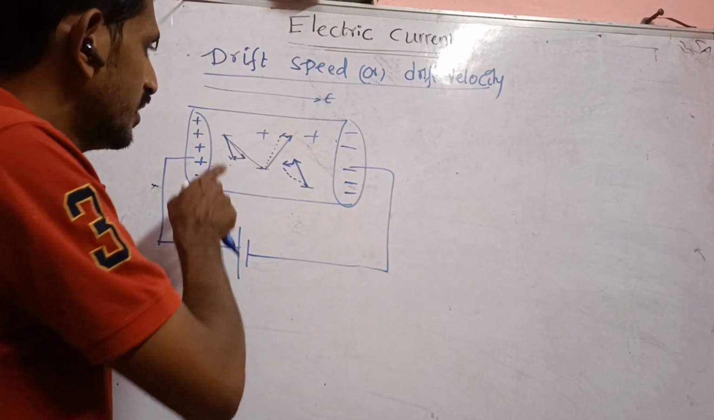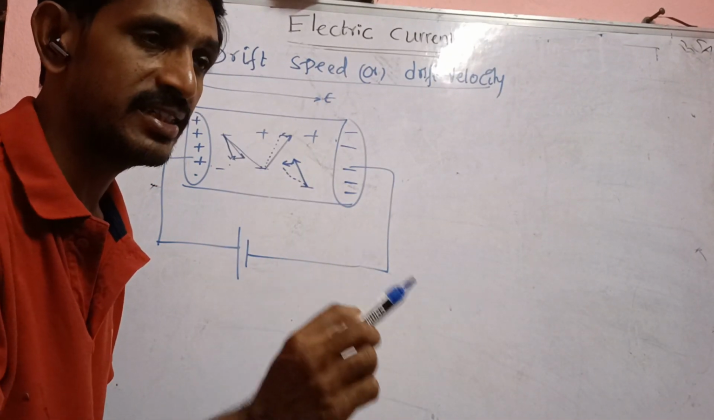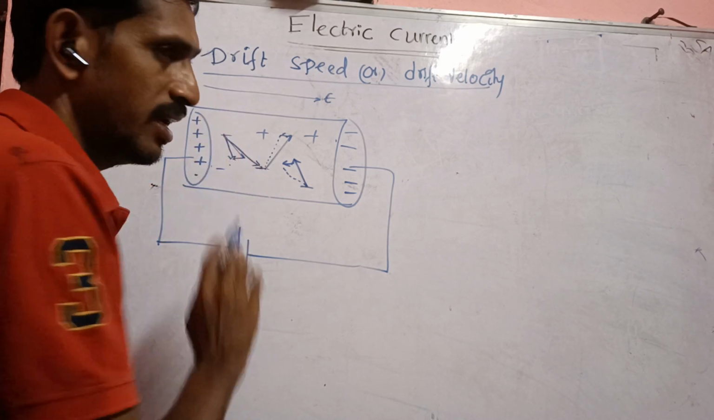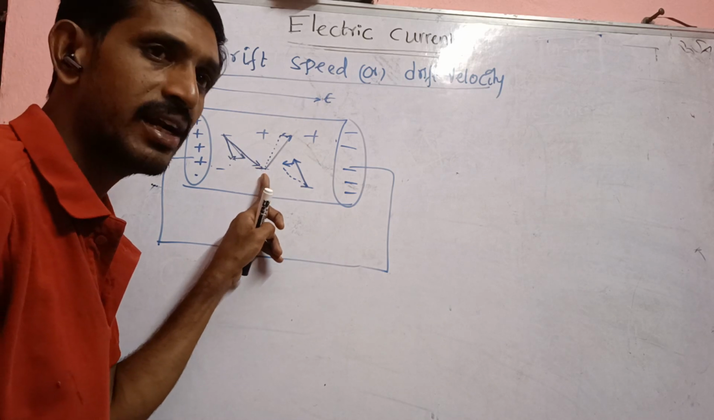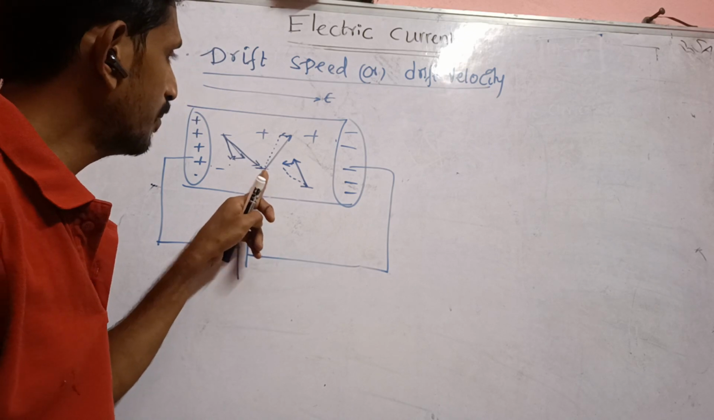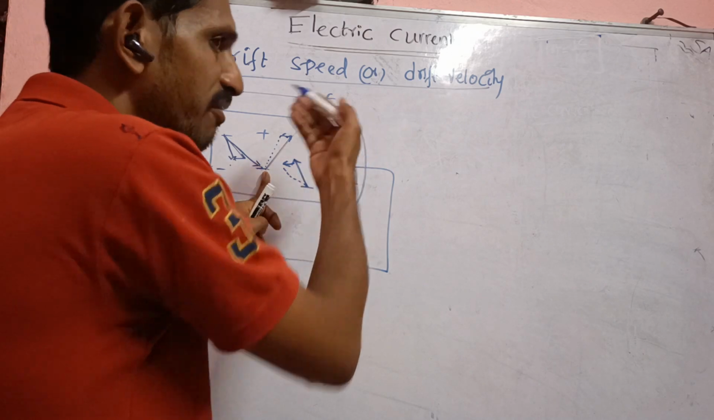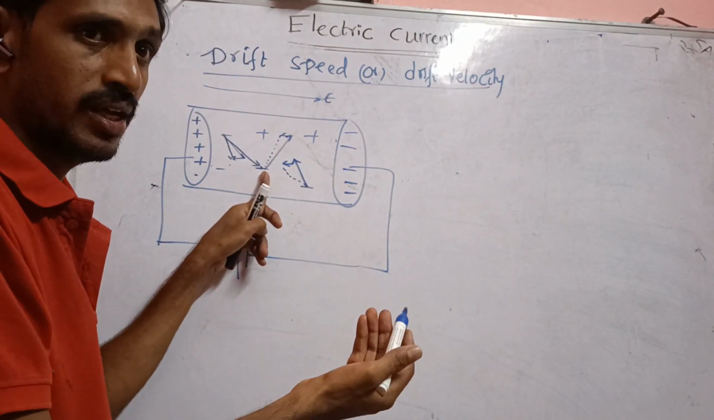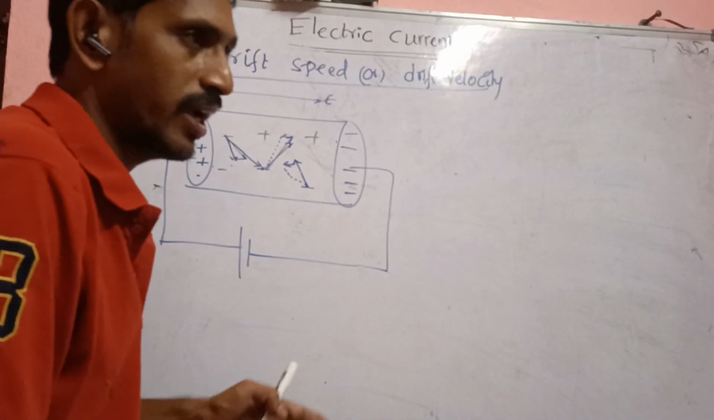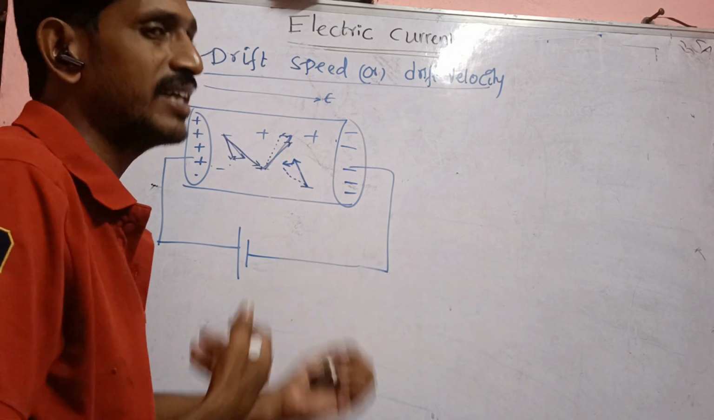Before connecting the battery, this electron has some velocity, and that velocity is called thermal velocity. The thermal velocity moves in this direction, collides with this electron, and after colliding the velocity of this particle is reduced. Now after connecting the battery, because of the electric field, again it experiences a force, again it gains velocity, and the velocity increases. So it is accelerating, decelerating, and accelerating.